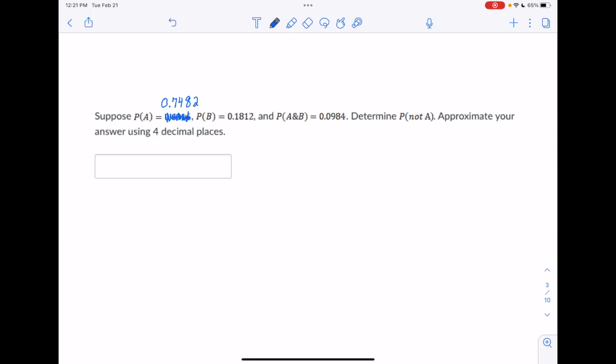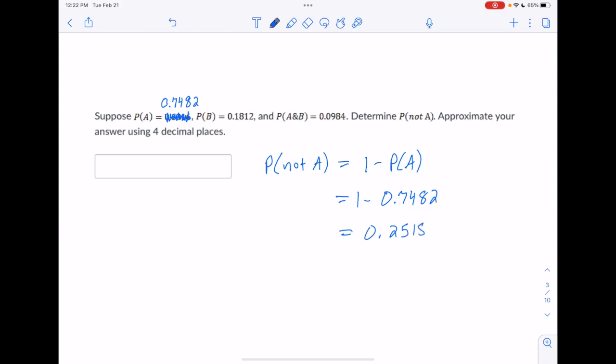So to determine the probability of not A, we just want to use the complement rule. So to get the probability of not A, we do 1 minus the probability of A. So that's 1 minus 0.7482, which is equal to 0.2518. And that's it. So our answer would be 0.2518.